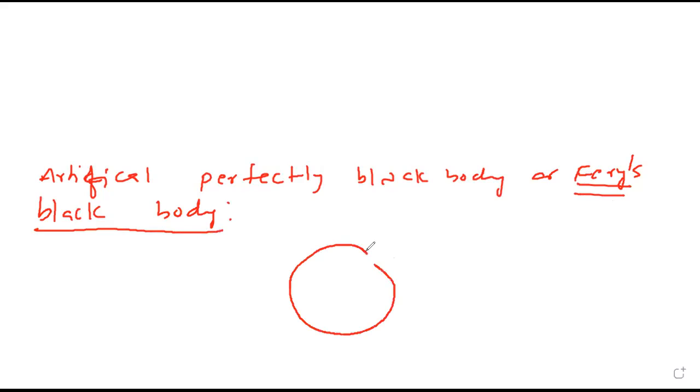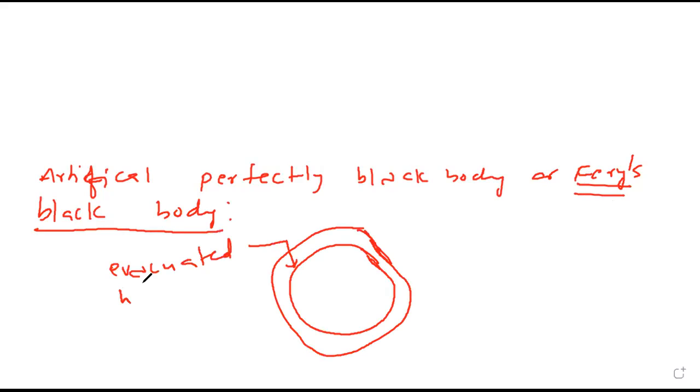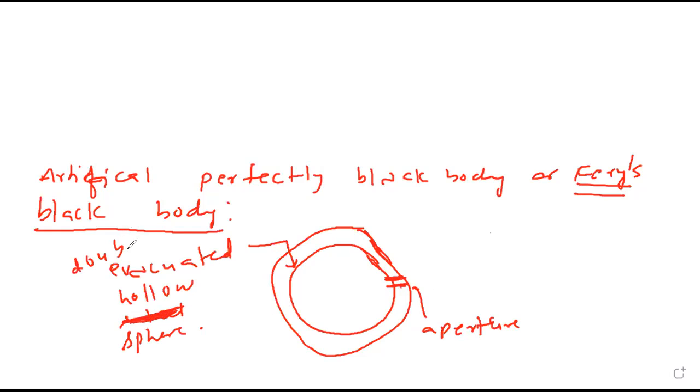It consists of double wall. Double wall matlab idhar ka heat idhar nahi jayega, bahar se andar nahi aayega. So it consists of an evacuated double-walled hollow steel sphere, copper ka bhi chalta hai, with a small opening called aperture.